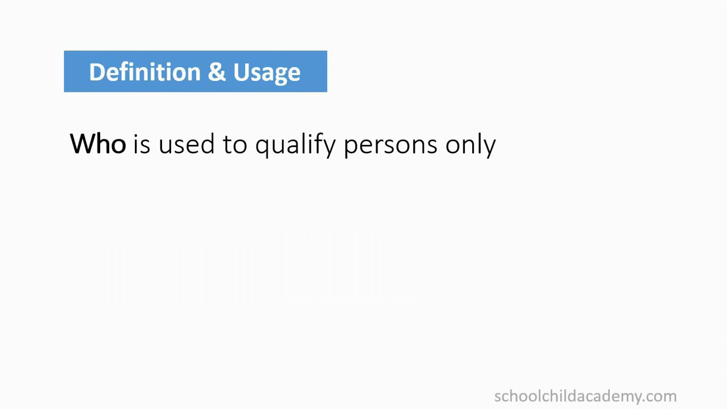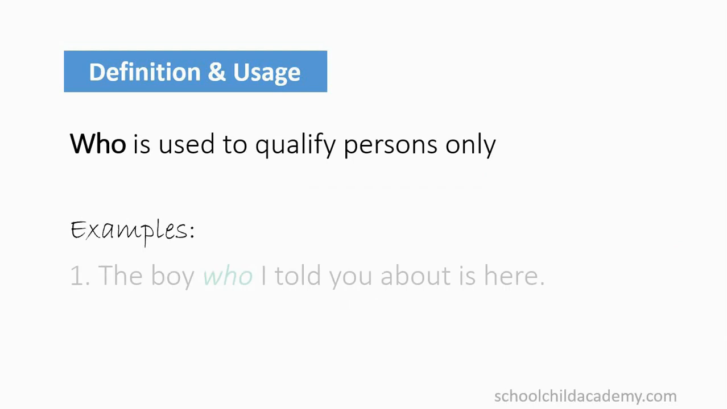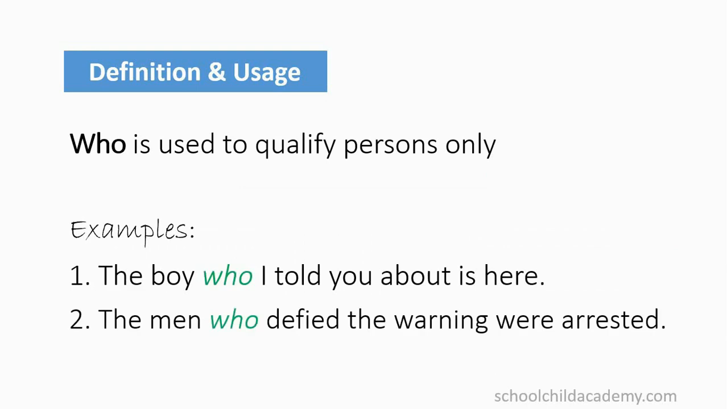Who is used to qualify persons only. Examples: the boy who I told you about is here. The man who defied the warning was arrested.